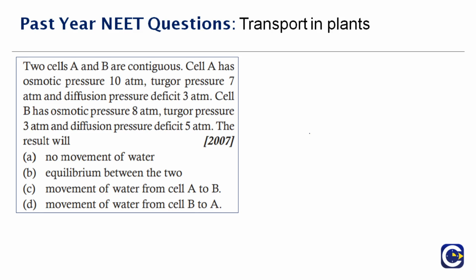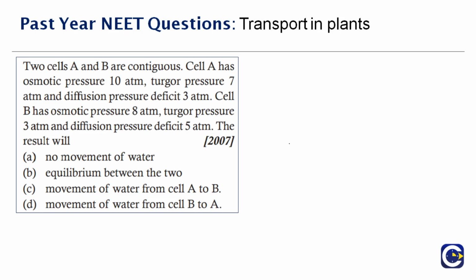Now, let's move to the next question. This question was asked in the year 2007. Two cells A and B are contiguous. What do you mean by contiguous? Which are adjacent to each other. Cell A has osmotic pressure of 10 atmosphere, turgor pressure of 7 atmosphere, and diffusion pressure deficit, that is the DPD, is 3 atmosphere.